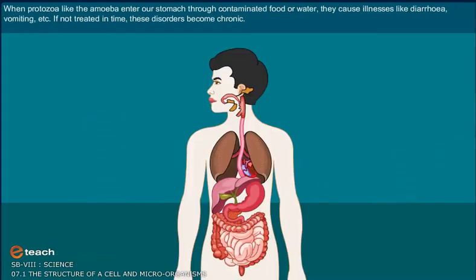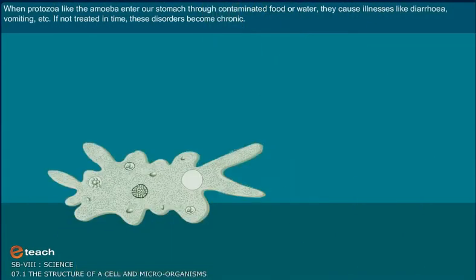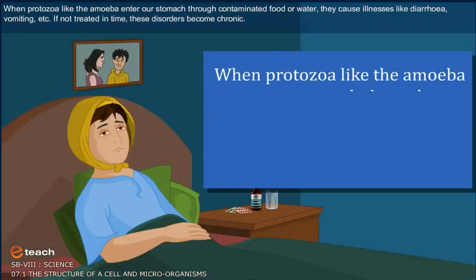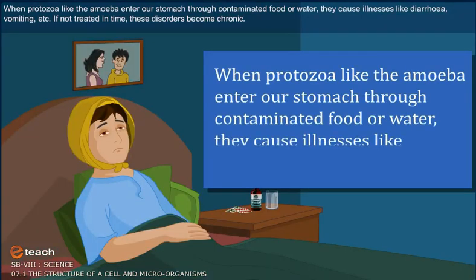When protozoa like the amoeba enter our stomach through contaminated food or water, they cause illness like diarrhea, vomiting, etc. If not treated in time, these disorders can become chronic.